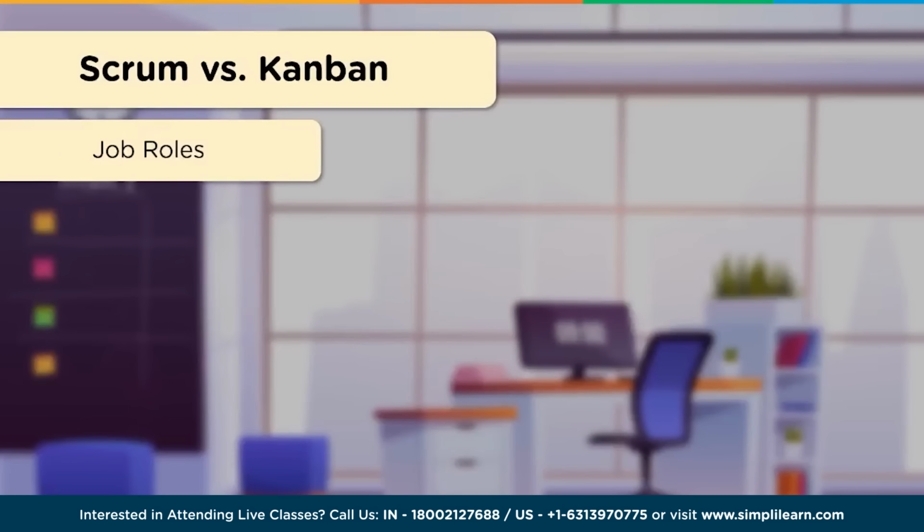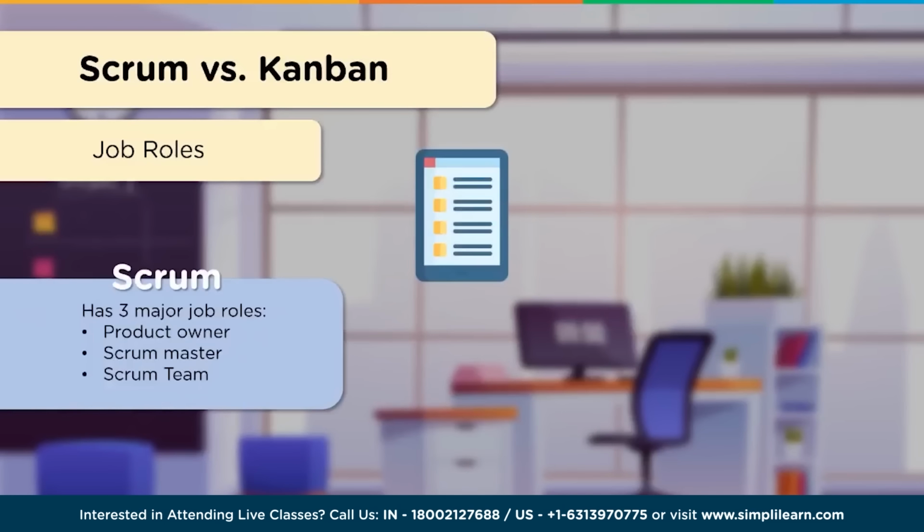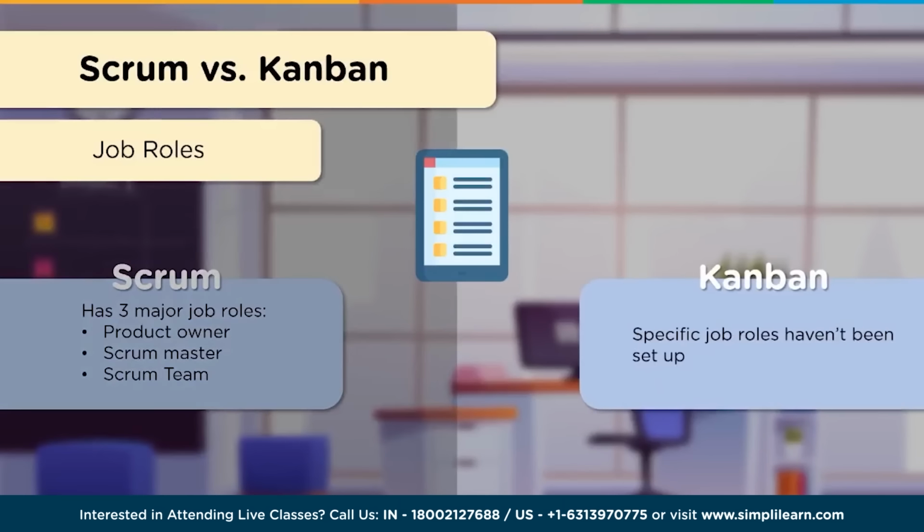Now let's have a look at the job roles within these frameworks. Scrum has three major job roles: Product Owner, Scrum Master, and Scrum Team. With Kanban, you don't have any specific job roles.